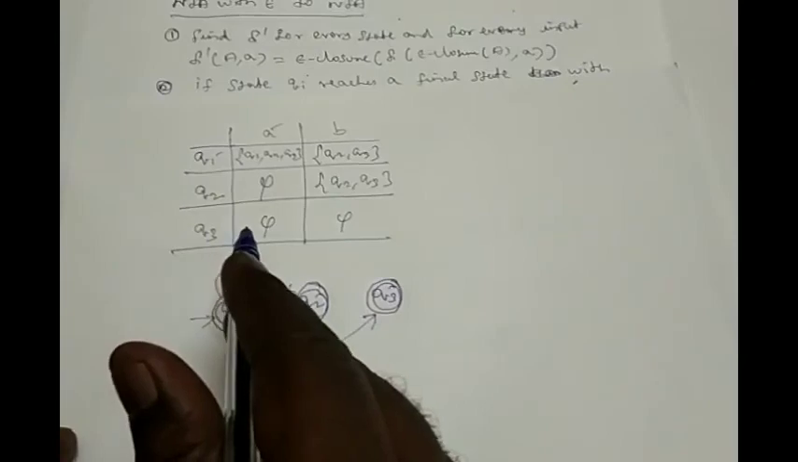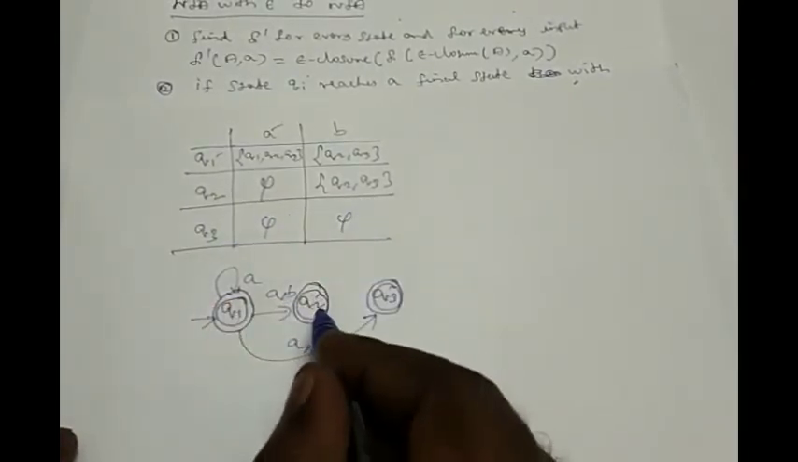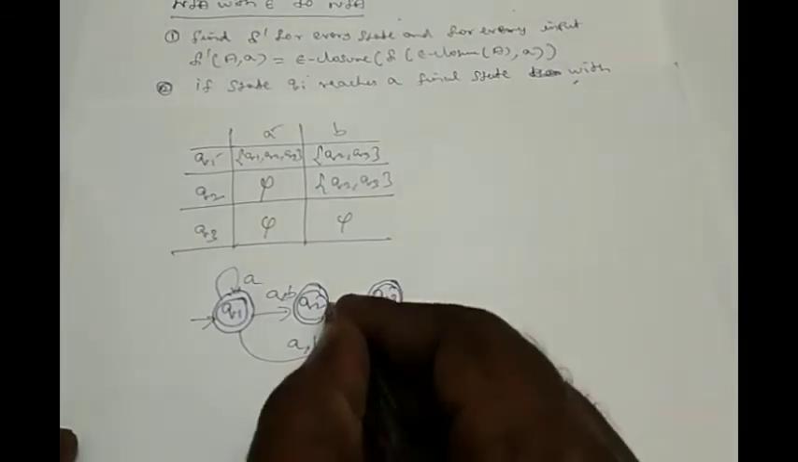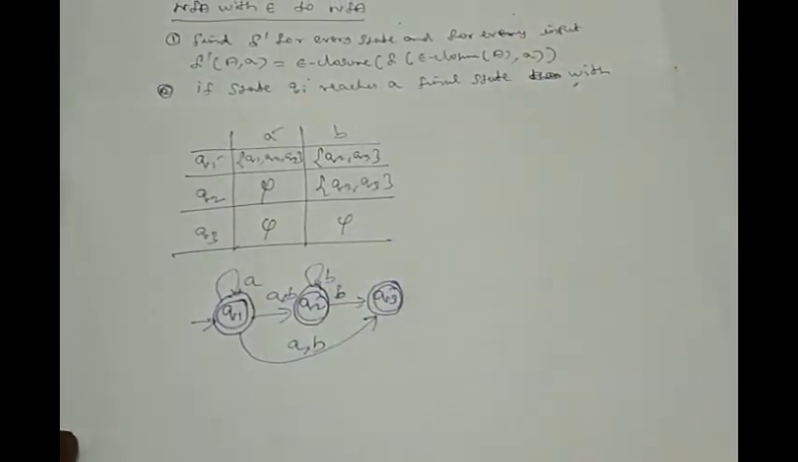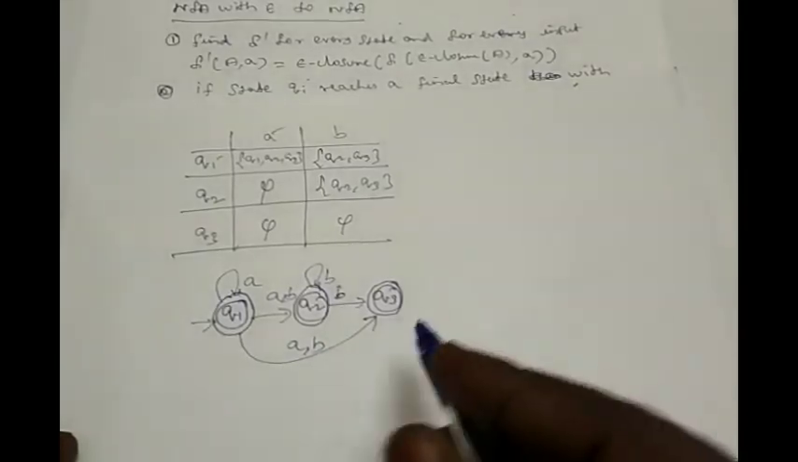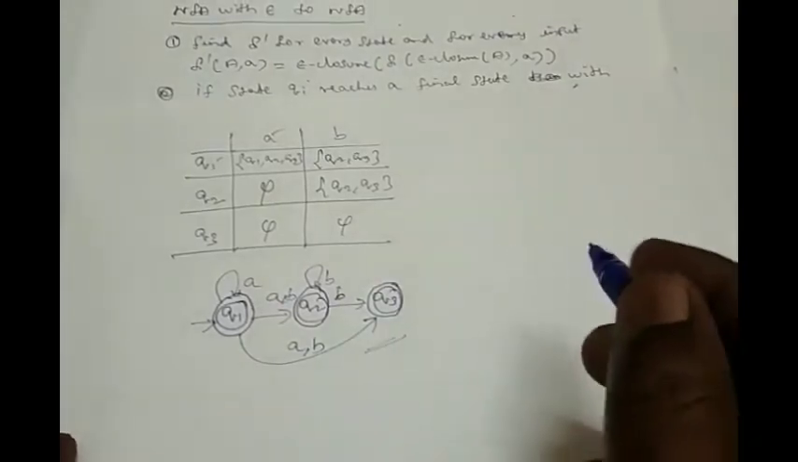Now in Q2, the A transition does not exist. In Q2, if I apply B, okay, it goes to Q3. So Q2, if I apply B, it goes to Q2 as well as it goes to Q3. So the B transition is here. Okay. And for Q3 you don't have any transition, and this is called an NFA without epsilon.